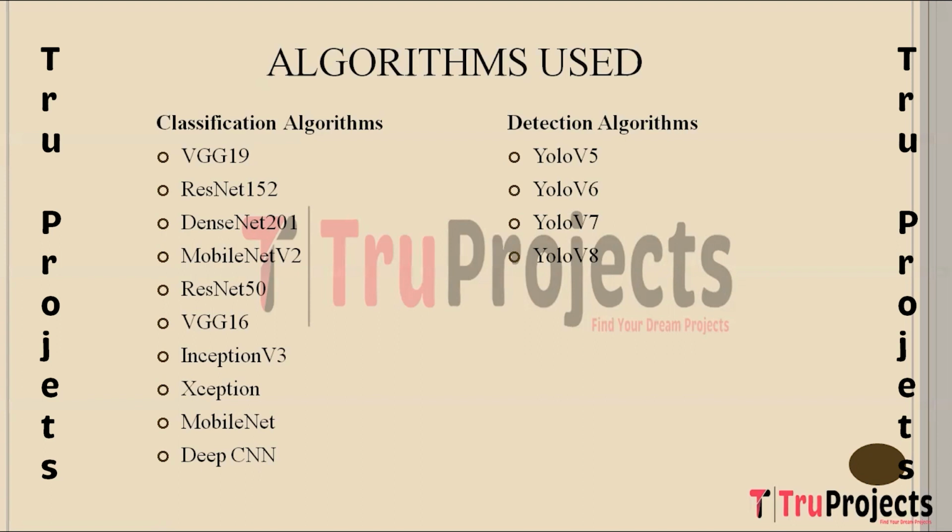YOLO's streamlined process involving grid division, bounding box and class predictions, and non maximum suppression makes it ideal for quick and accurate disease detection in apple leaves. So, the project strategically leverages various YOLO versions, including YOLO V5, V6, V7, and V8, to benefit from continuous advancements and improvements, ensuring a comprehensive and versatile approach to disease identification.